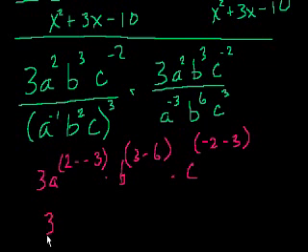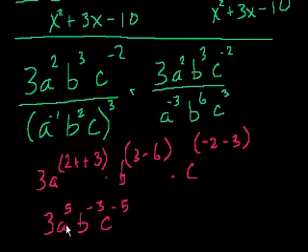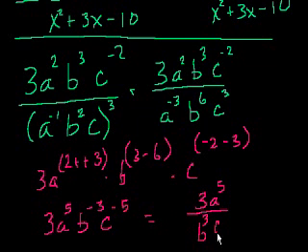This equals 3a to the 2 minus minus, so that's plus 3, a to the 5th, b to the minus 3, c to the minus 5. And this is the same thing as 3a to the 5th. B to the minus 3 is the same thing as 1 over b to the third, so over b to the third. And this is the same thing as 1 over c to the 5th. And that is choice A. Choice A. Next problem.